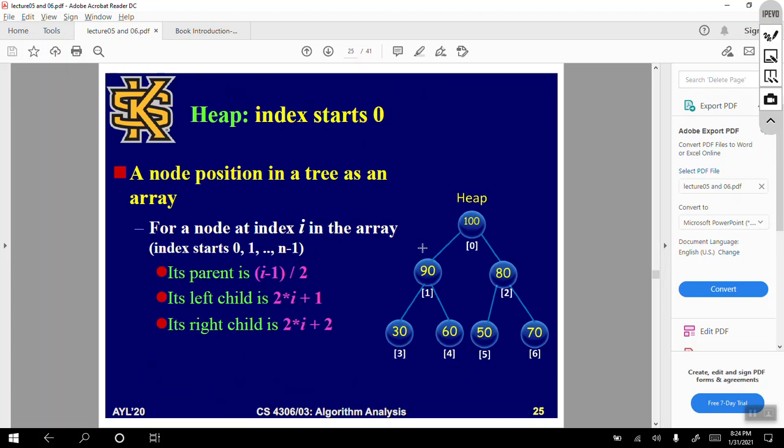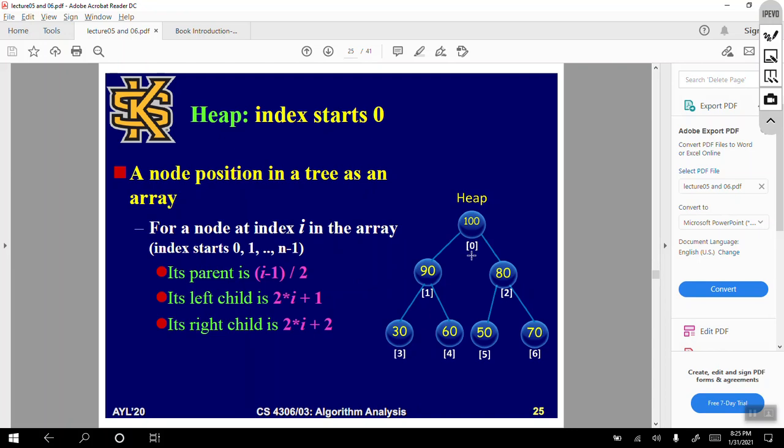Now, unlike the book, which has the index starting at 1, in our slide we have started with index 0. So for a node position in a tree as an array, for a node at index I, where I can be 0, 1, 3 and so on, the parent index will be I minus 1 by 2.